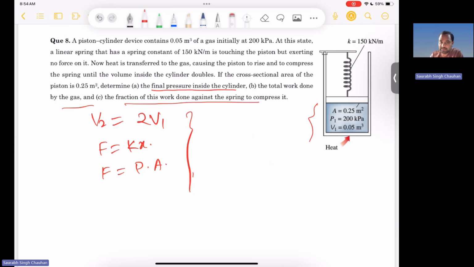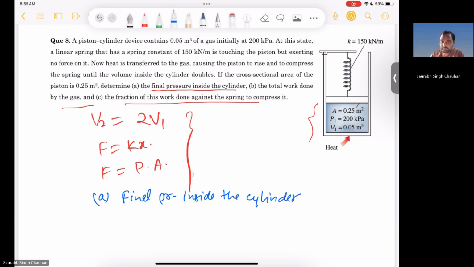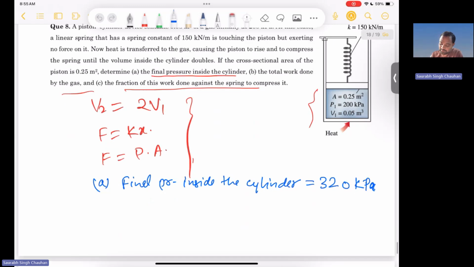But I will write the final values. The answer: final pressure inside the cylinder will come out to be 320 kilopascal. Please try to do it by yourself, and I hope that you will get the same value. If the values are different, or there is any mistake, just let me know.